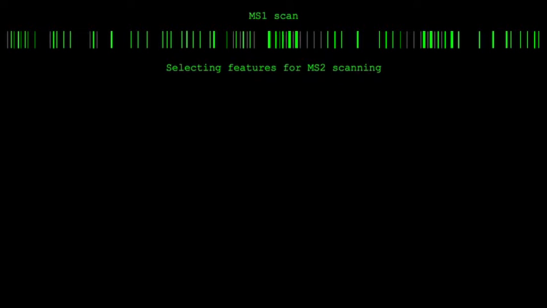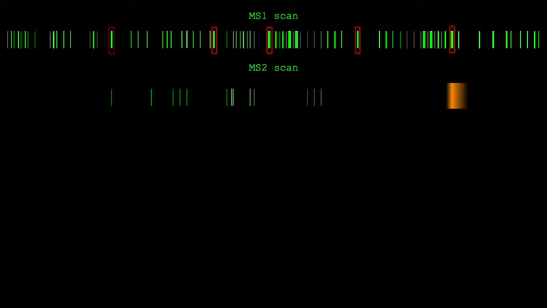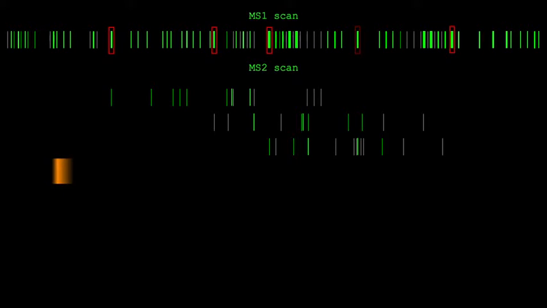During mass spectrometry, MS1 scans are periodically performed to catalog all the detectable molecules in the sample, along with their mass spec properties. Instrument software then selects some features detected in MS1 scanning for fragmentation and subsequent mass spectrometry, generating MS2 scans. The MS2 scans are used to establish molecular identity of the precursor ion features, peptides in the case of proteomics.